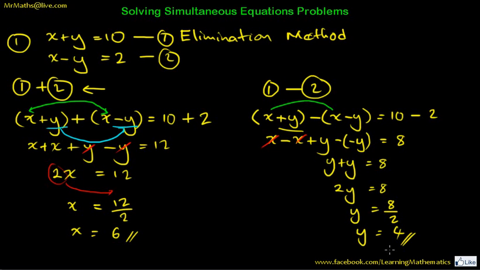Okay, let's go and verify. x is 6, y is 4. Let's verify equation 1. x plus y is equal to 6 plus 4, which is equal to 10. So that's correct. And then x minus y is equal to 6 minus 4, which is 2. This is correct. Okay?